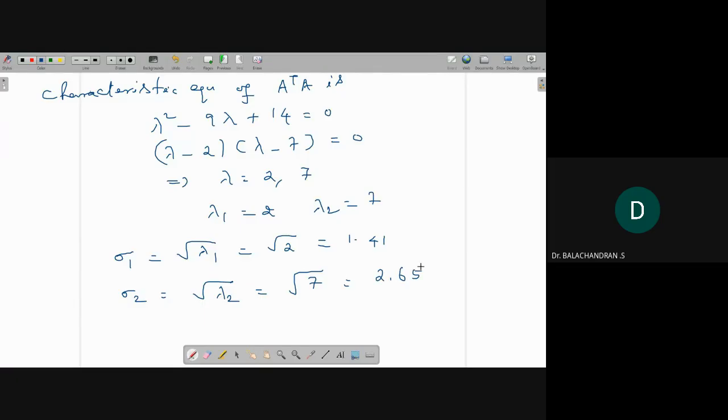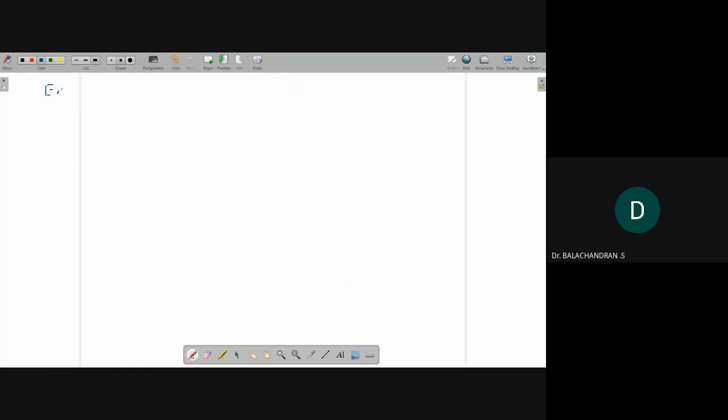After finding sigma 1 and sigma 2, you should find the eigenvectors next: the eigenvectors corresponding to lambda equal to 2 and lambda equal to 7. The eigenvector corresponding to lambda 1 equal to 2 is given by the matrix A minus lambda I into x1 equal to 0.